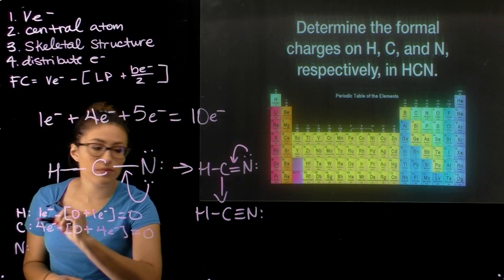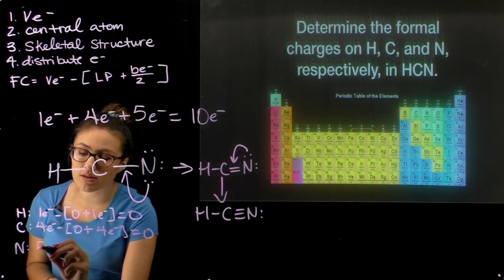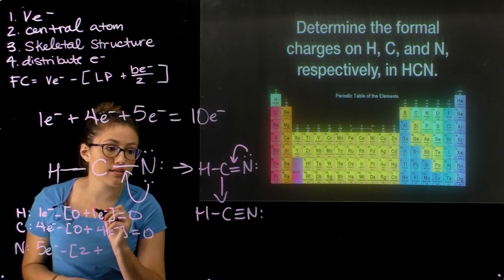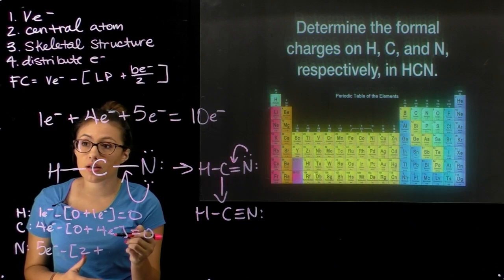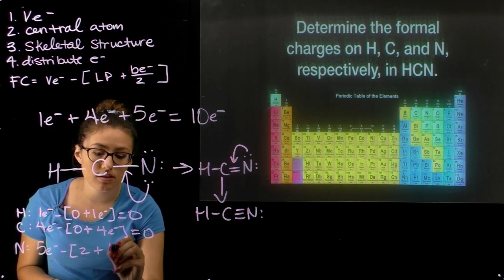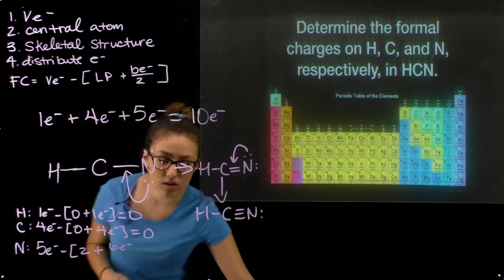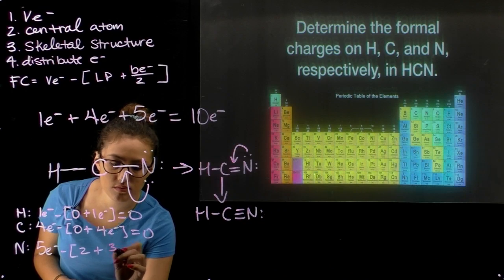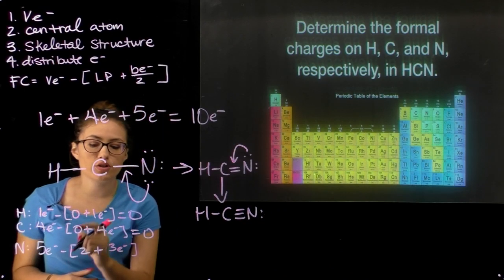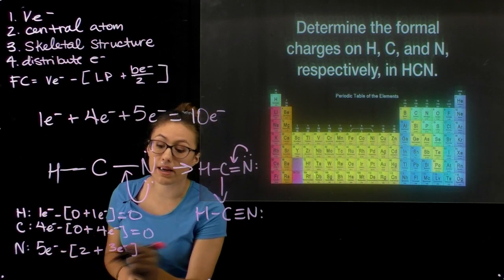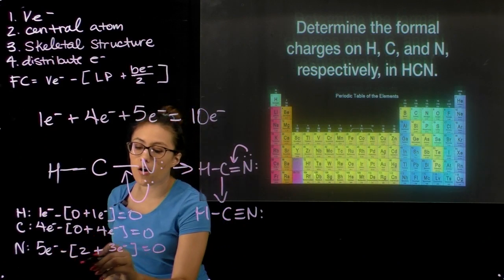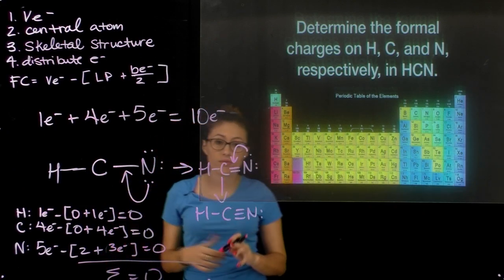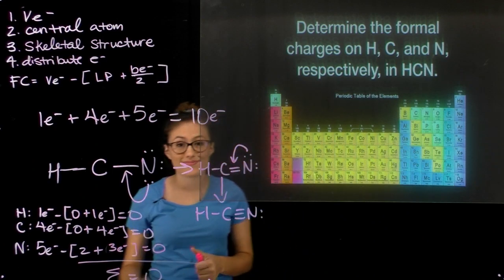And then for nitrogen, we have 5 valence electrons minus the number of lone pairs. We have 2 lone pairs, plus the bonding electrons divided by 2. So 2, 4, 6. 6 electrons divided by 2 is 3 electrons. Three plus 2 is 5. 5 minus 5 is 0. So if we sum all our formal charges, it is 0 for the total molecule. And that's how you approach this style of question. Thank you.